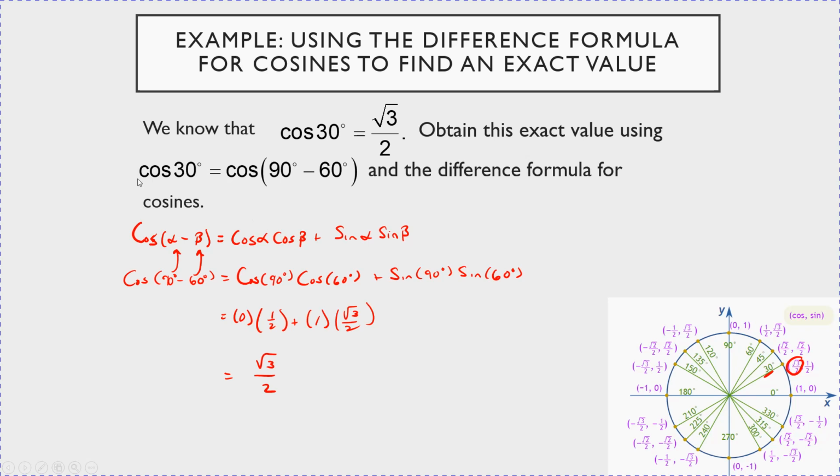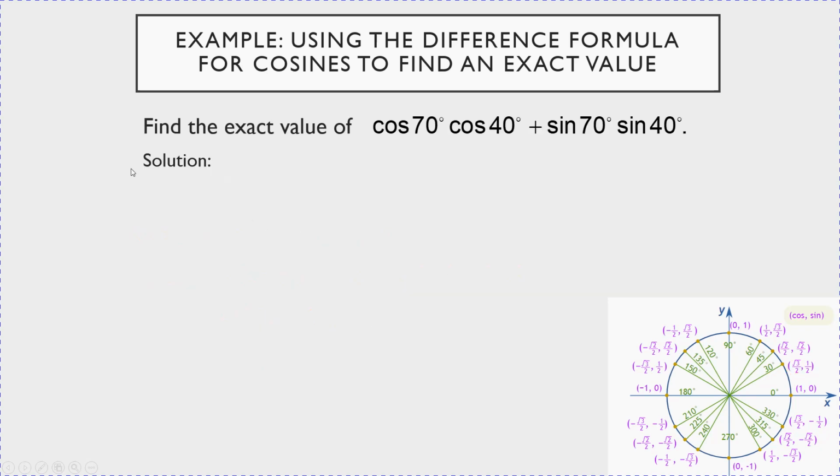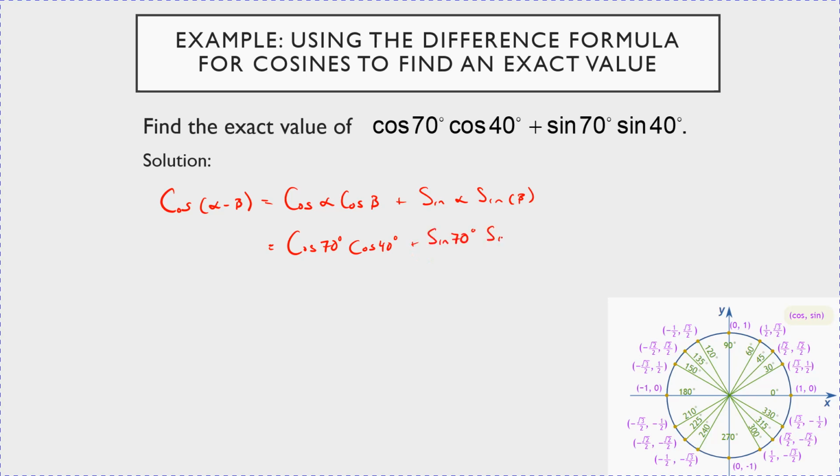All right, let's try another example so you can see how this will be used. Find the exact value of cosine of 70 degrees times cosine of 40 degrees plus sine of 70 degrees times sine of 40 degrees. If you look on the unit circle, there's no cosine of 70 or cosine of 40. But this looks exactly like cosine of alpha minus beta equals cosine of alpha times cosine of beta plus sine of alpha times sine of beta. So I've got my alpha and beta: alpha is 70 degrees, beta is 40 degrees.